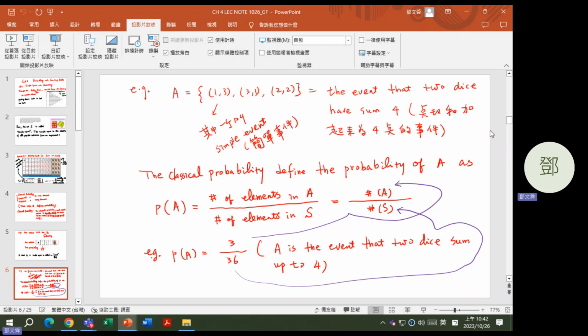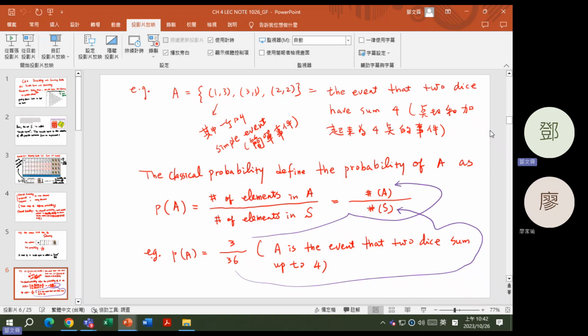Okay. 1 and 3 sum up to 4. 3 and 1 sum up to 4. 2 and 2 sum up to 4. So there are three elements in the set A, the event A. A is called an event, which is a subset of the sample space. So the probability of A is defined as 1 over 36, 1 over 36, 1 over 36. So it is 3 over 36.